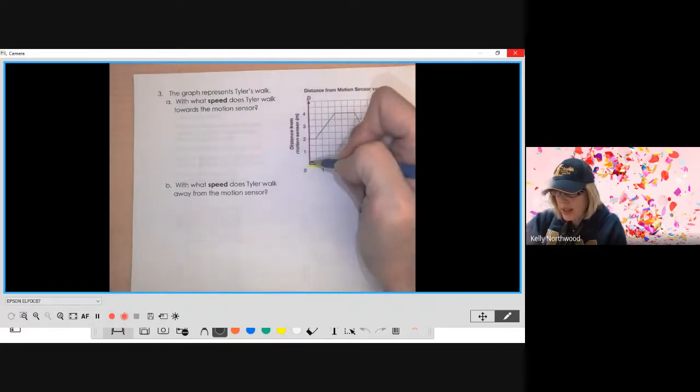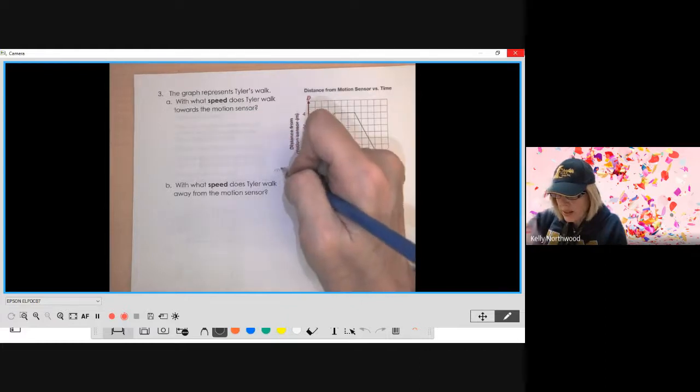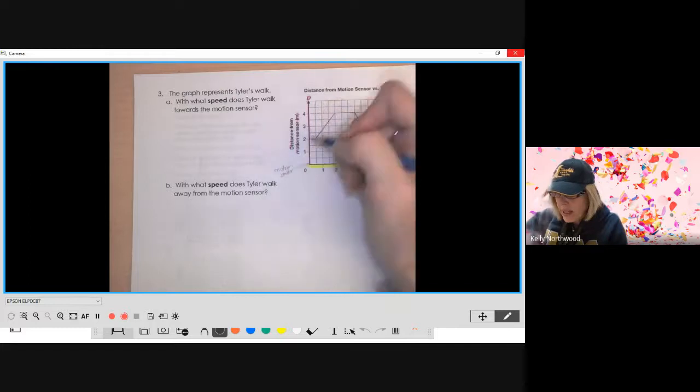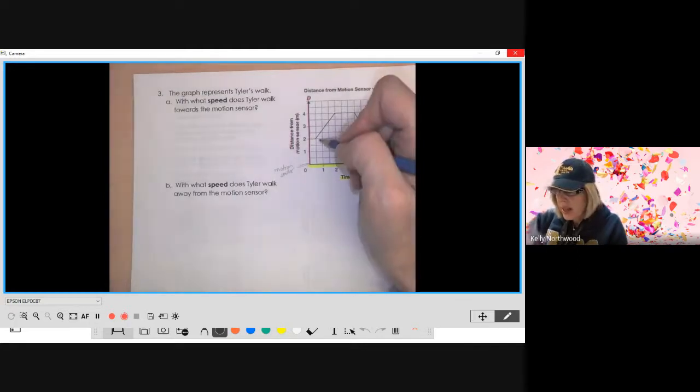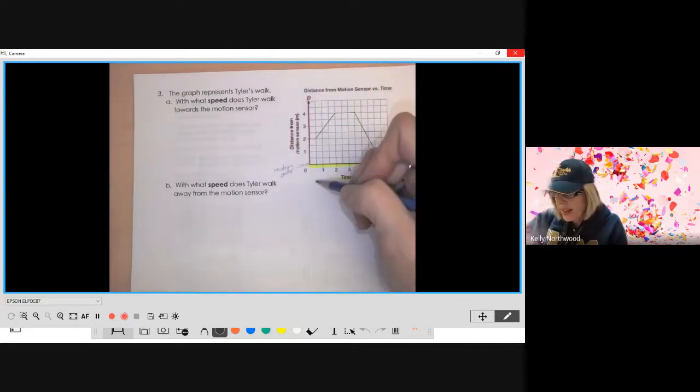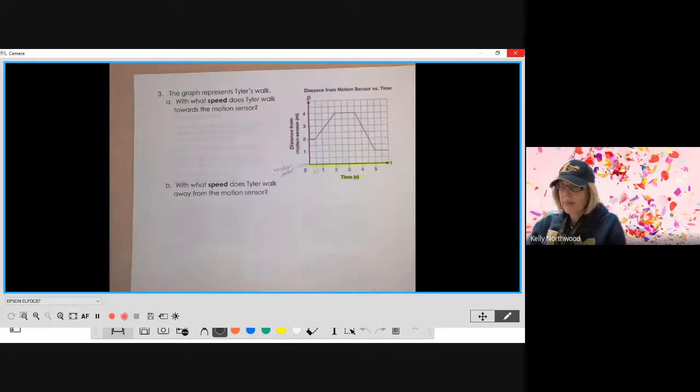So the motion sensor is down here at the bottom. This is where our motion sensor is, because this axis is the distance we are from the motion sensor. So Tyler's starting 2 meters away from the motion sensor. And for the first half a second, because this is 0.5, he's just stopped there, right? Probably asking, is it on? Something like that.